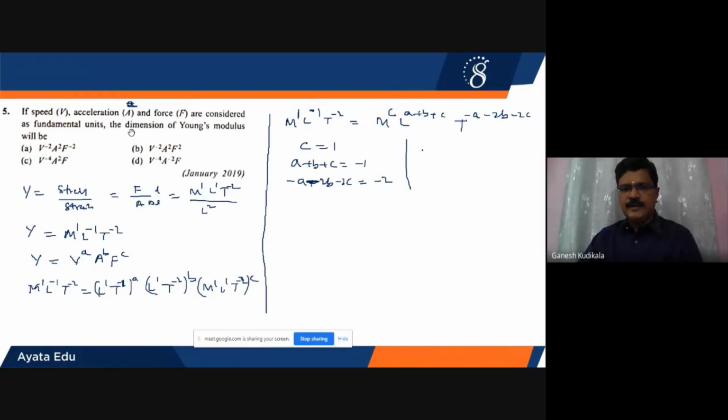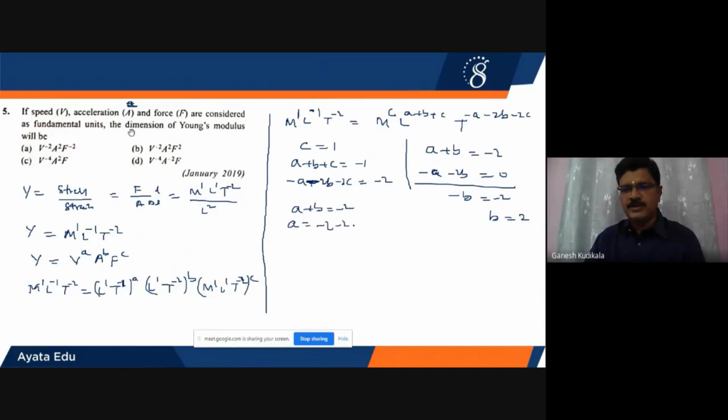Using the value of c here, a plus b, this is my first equation, equals minus 2. And here, minus a minus 2b, and minus 2c, minus 2 into c, c is 1, minus 2. Minus 2 will get cancelled. On adding, minus b will be equal to minus 2. Therefore, b will be equal to 2. Substitute in the first equation: a plus b is equal to minus 2, and b is 2, so a will become minus 4. C is 1.